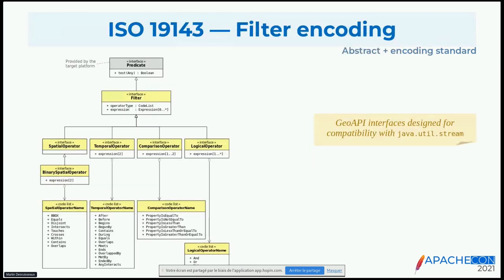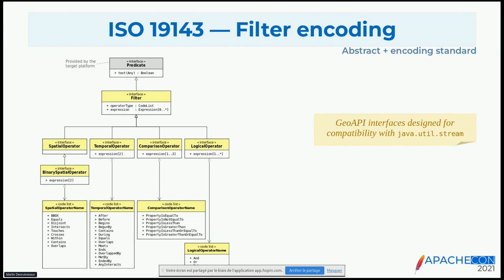So after we have something equivalent to a table in a database, how do we specify which data we want? So now there is yet another standard for that, which is ISO 19143, which is used to encode a filtering. This specification is a little bit unusual compared to the others I showed just before, because it mixes abstract and encoding standards. Well, for this presentation, we can just look at the UML.